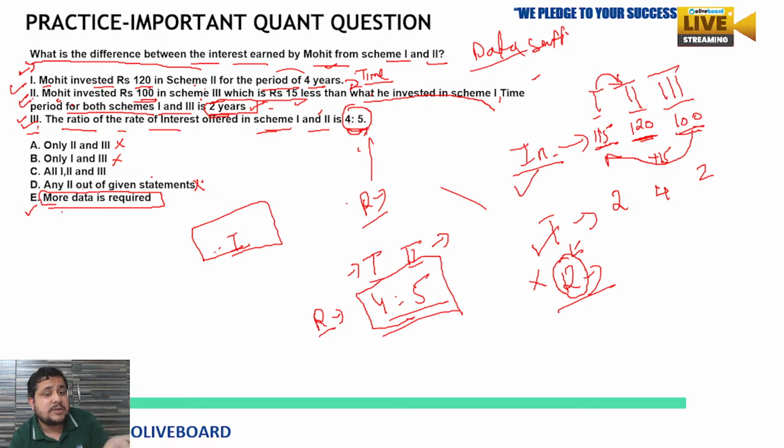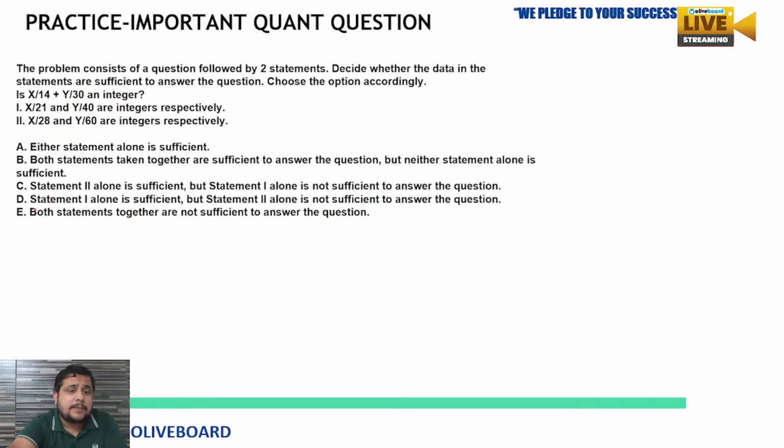It depends, because it could be that the data is not sufficient to answer, right? Data is not sufficient. So now a different kind of option is given: more data is required. Yes, we need some more data to find out. So we can say option E is the correct answer here. I hope it is completely clear to all of you.